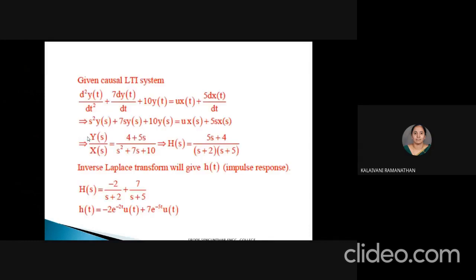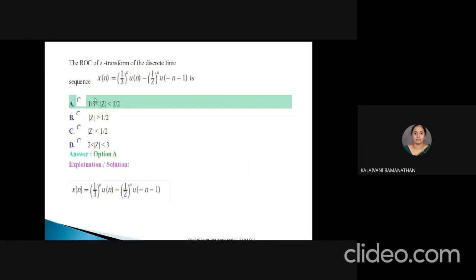Next problem. So next problem is, ROC of the Z transform of the discrete time sequence is given by x of n equal to 1 by 3 whole power n, u of n, minus 1 by 2 whole power n, u of minus n minus 1. So for this problem, you have to take Z transform, then only you'll be able to choose these options.